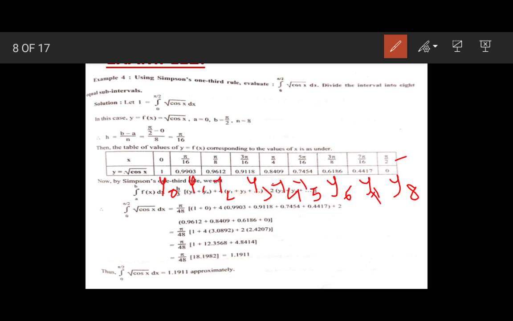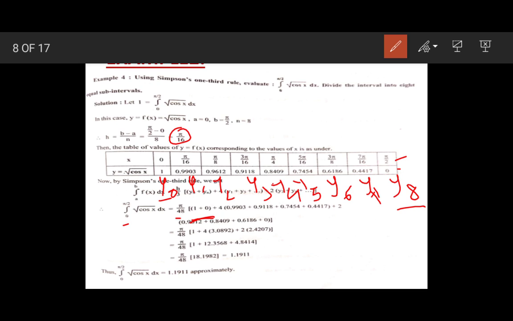Now the formula says that integral 0 to pi upon 2 root of cos x dx is equal to h upon 3. H is pi upon 16. So pi upon 16 upon 3, that means pi upon 16 into 3, so that is equal to 48, into first value plus last value. So y0 plus y8 means 1 plus 0, plus 4 into odd values, sum of odd values.